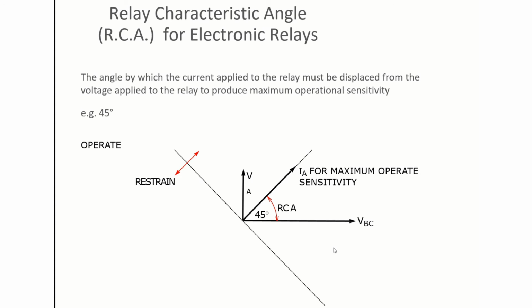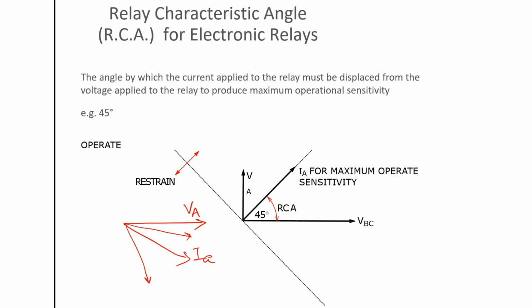So where does this maximum operating sensitivity come from? This is only a simple example. Suppose this is VA. We know that whenever there is a forward fault, the current IA will be lagging VA by some angle. But we don't know at what angle this IA will lag. It can lag by this angle, or this angle, or this angle, depending upon how much the fault resistance is. But one thing we are sure of is that IA is always going to lag VA by some angle.